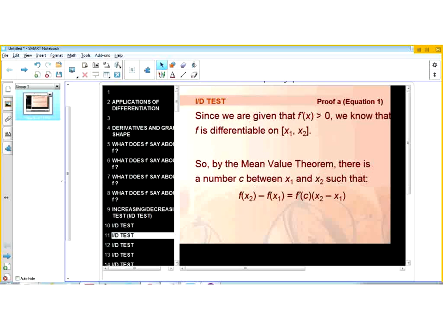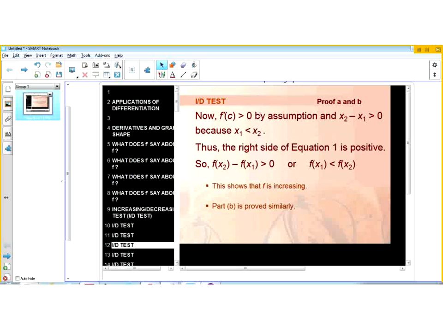We're given that the derivative is greater than 0, and we know that the function is differentiable on the closed interval. That's a lot of information already. So by the mean value theorem, there's a number c between x1 and x2 such that f of x2 minus f of x1 equals f prime of c times x2 minus x1. This is the mean value theorem. Now you see its utility. This is the key point right here. And remember, c is between x1 and x2.